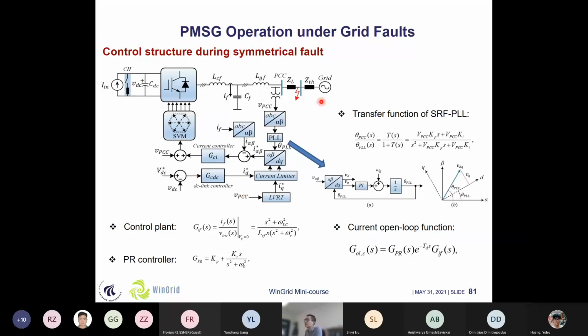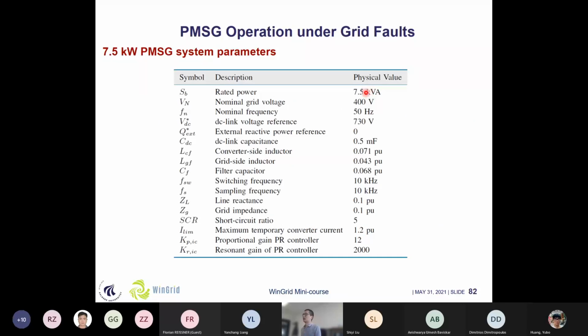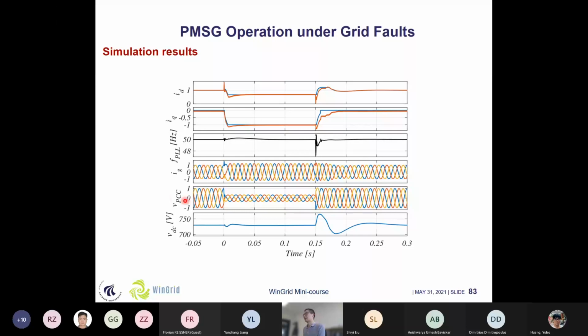And by using this control scheme, we could know the control plant for this LCL filter. And this actually uses this PR controller, because this system is controlled under this alpha beta frame. And by also knowing the parameters or the transfer functions of this PR controller, then we could deduce the current open loop transfer functions in terms of this equation. And by knowing these key parameters or the reference of this 7.5 kilowatt system, now we could actually do symmetrical grid faults.